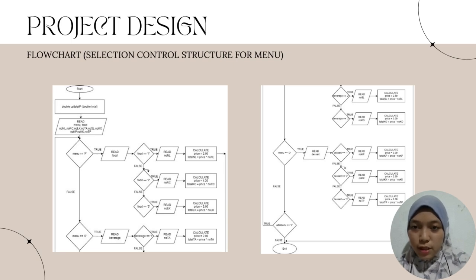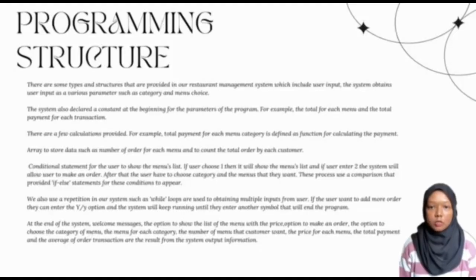So for the next flowchart, we use selection control structure to make a choice for menu. The menu is food, beverage, and dessert. If true, we go to the next process, and if false, we will end the process. That's all. Thank you.